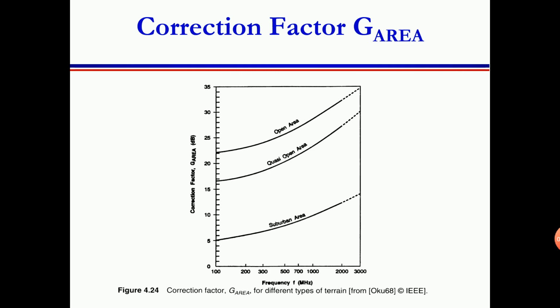And for calculating the correction factor, that is G area, for a given frequency and for the area, suburban, quasi-open or open area, we can calculate the correction factor. For example, the same 500 megahertz for the suburban area, what is the correction factor? It is around 6 or 7.